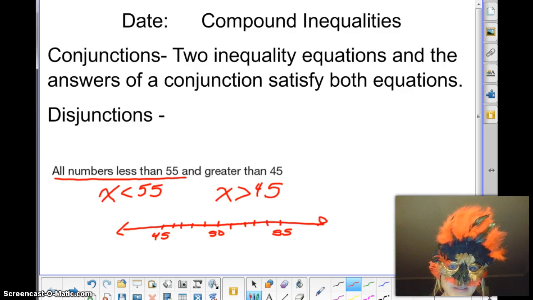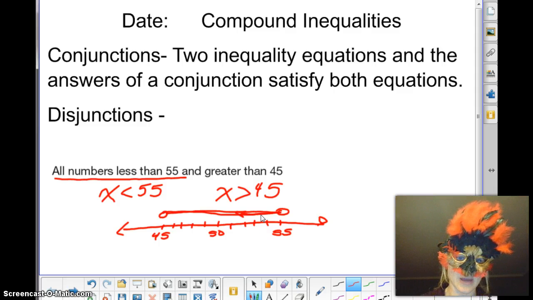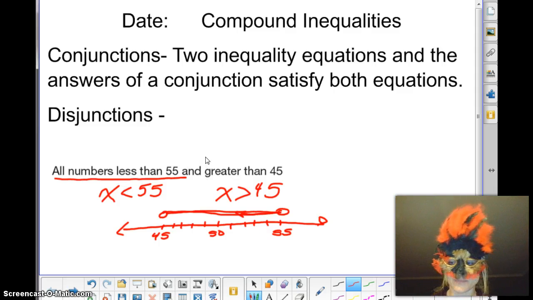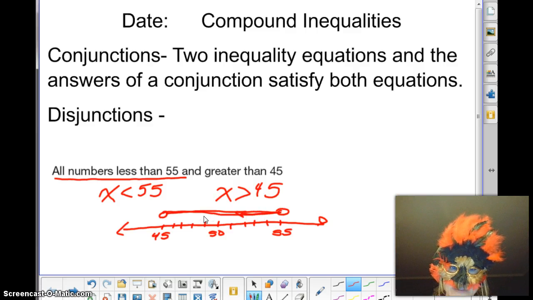So if I look at this, I'm talking about not 55 but all the numbers below it. But here I'm talking about x will also be all the numbers above it. So basically I'm talking about any numbers between these 2 points. So 46, 47, 48, 49, 50, 51, 52, 53, 54 would all satisfy what this is saying. So this is called a conjunction because it's talking about a range of numbers here.